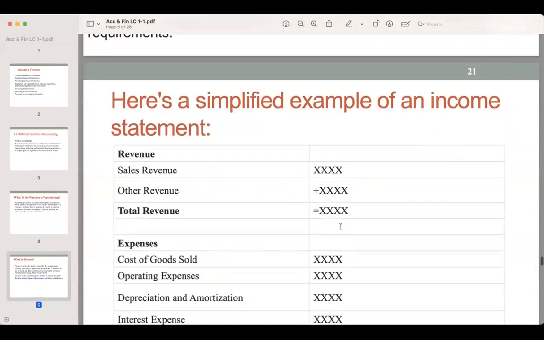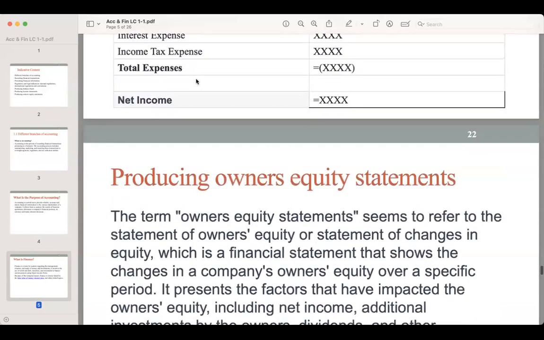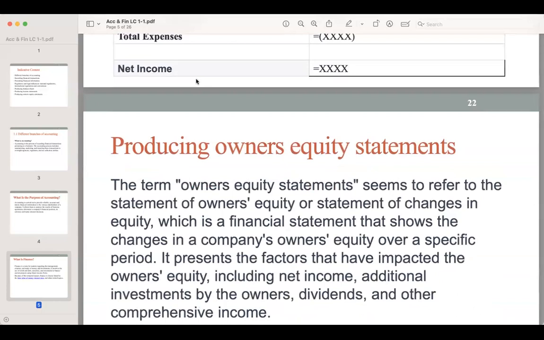So then we have expenses here. These are the costs the company incurs in order to run its business. They can include things like employee salaries, rent, utilities, raw materials, and other costs related to producing and selling the products or services. To calculate the net income, we subtract the total expenses from the total revenue. So if the revenues are higher than the expenses, then the company has made a profit. But if the expenses are higher than the revenues, then the company has incurred a loss.